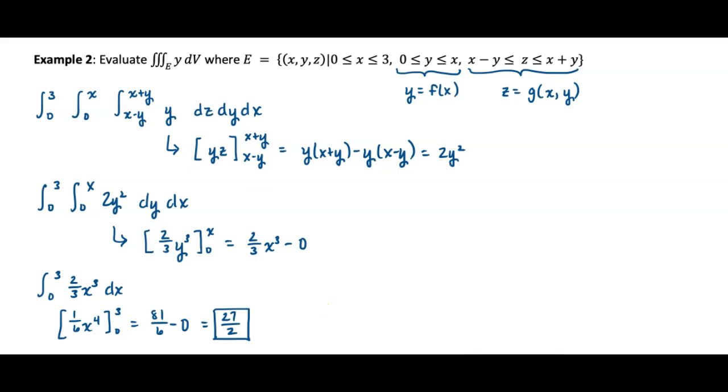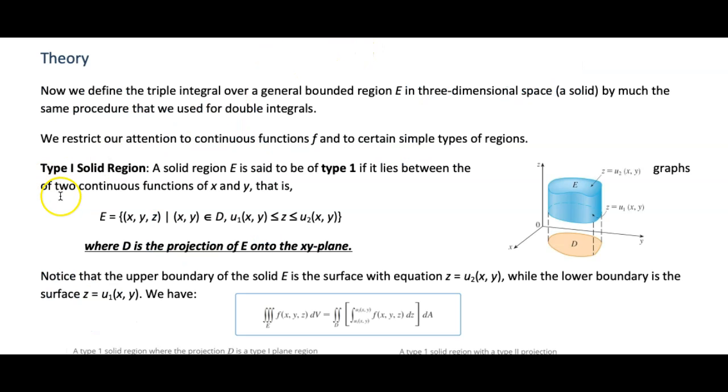So now let's talk about categorizing the different types of regions. In 2 dimensions, if we remember, we had a type 1 solid region and a type 2 solid region. Now again, it's not that important that you remember which type is which, but just the distinction of how we can break these up in different ways. Now we're saying a type 1 solid region lies between 2 continuous functions of x and y.